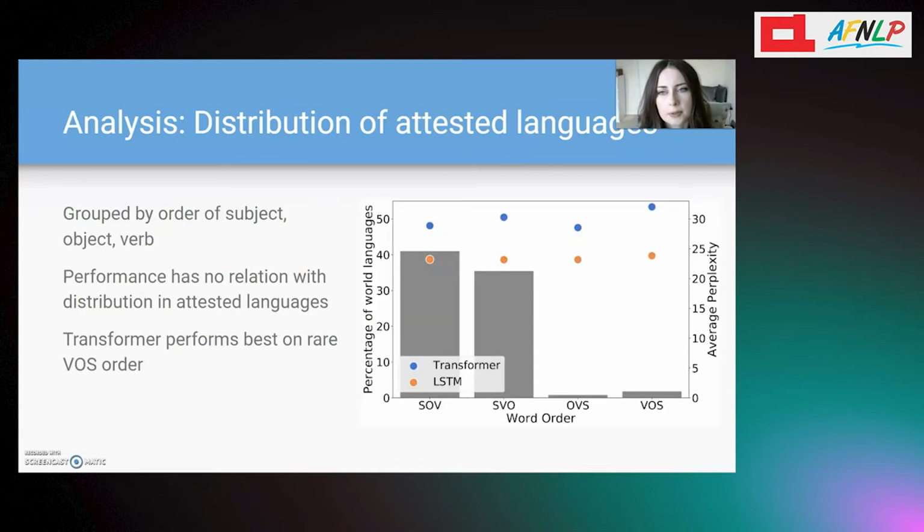So our switch mechanisms, the way they were written, allowed for the creation of artificial languages that had overall word orders of SOV, SVO, OVS, and VOS. And so here we can see the performance of the language models on these subgroups of languages, along with the distribution of those orders among attested human languages. And we can see the performance doesn't correlate at all really with how commonly seen these orders are. And in fact, the transformer achieves its best performance on languages with VOS order, which is a very rare order among human languages. So that's quite interesting to note.